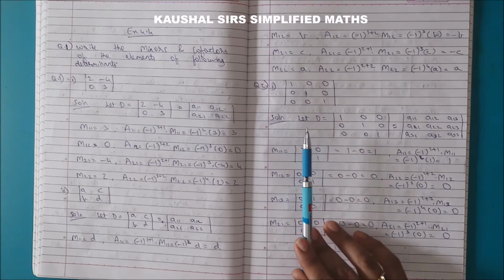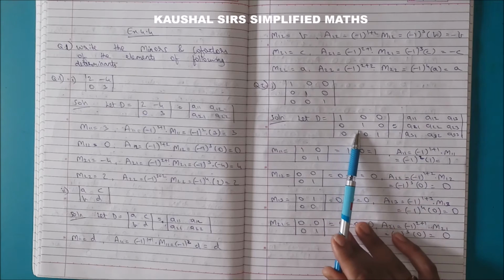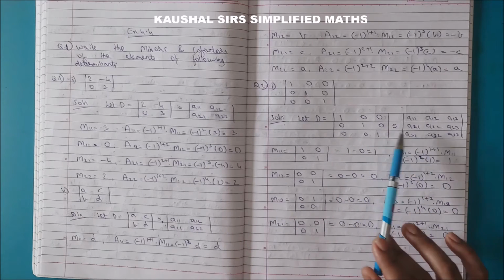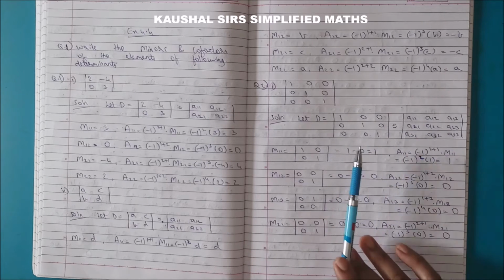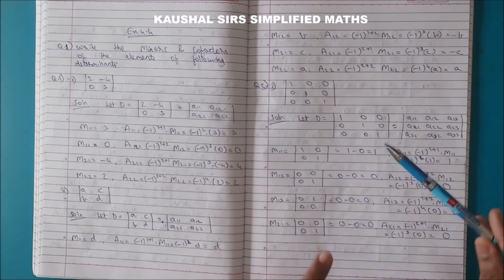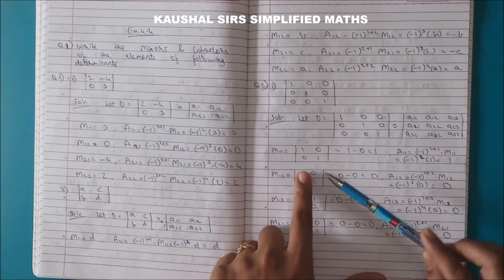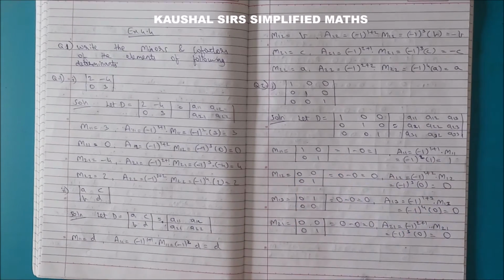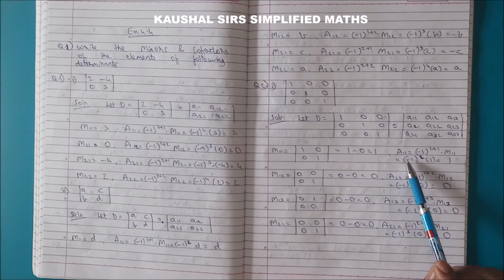Okay, you start the solution. Let D is equal to the given determinant, which is of this form. So हमारे पास यहाँ पे 9 elements है. Okay, so we start with minor of A11. So what we do is we cover the first row, first column. उसका जो determinant मिलेगा आपको 1 minus 0, which is 1.